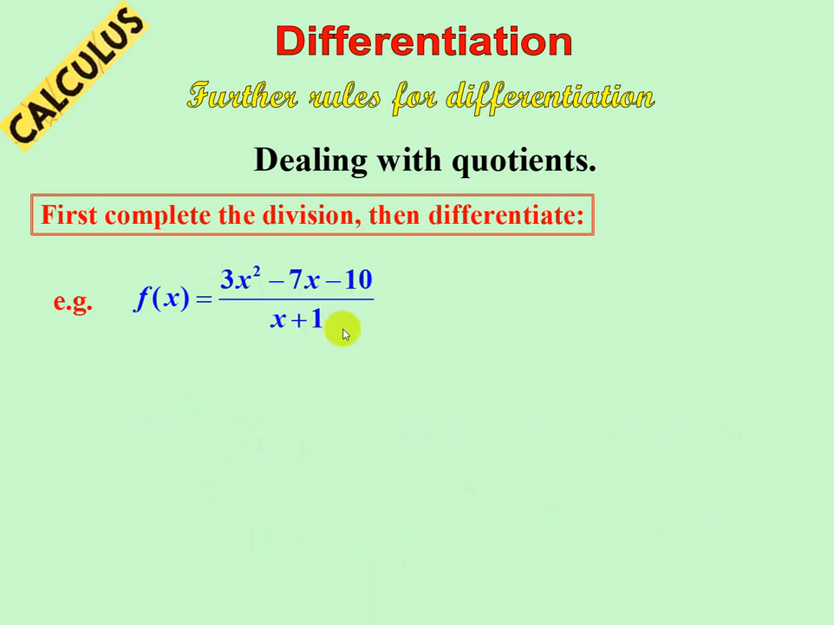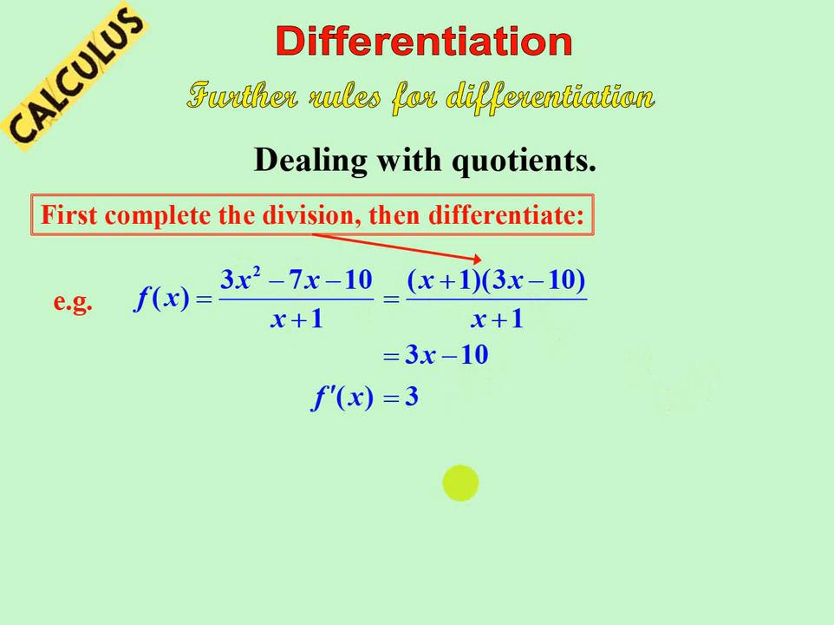This one here, at face value, perhaps it cannot be done, but we're going to do as we did in grade 9, I think. We're going to try to factorize that first to see if x plus 1 is a factor. And it is. That becomes x plus 1 times 3x minus 10. Now we can cancel the x plus 1s. We end up with just 3x minus 10. And that we can differentiate. Just becomes 3.